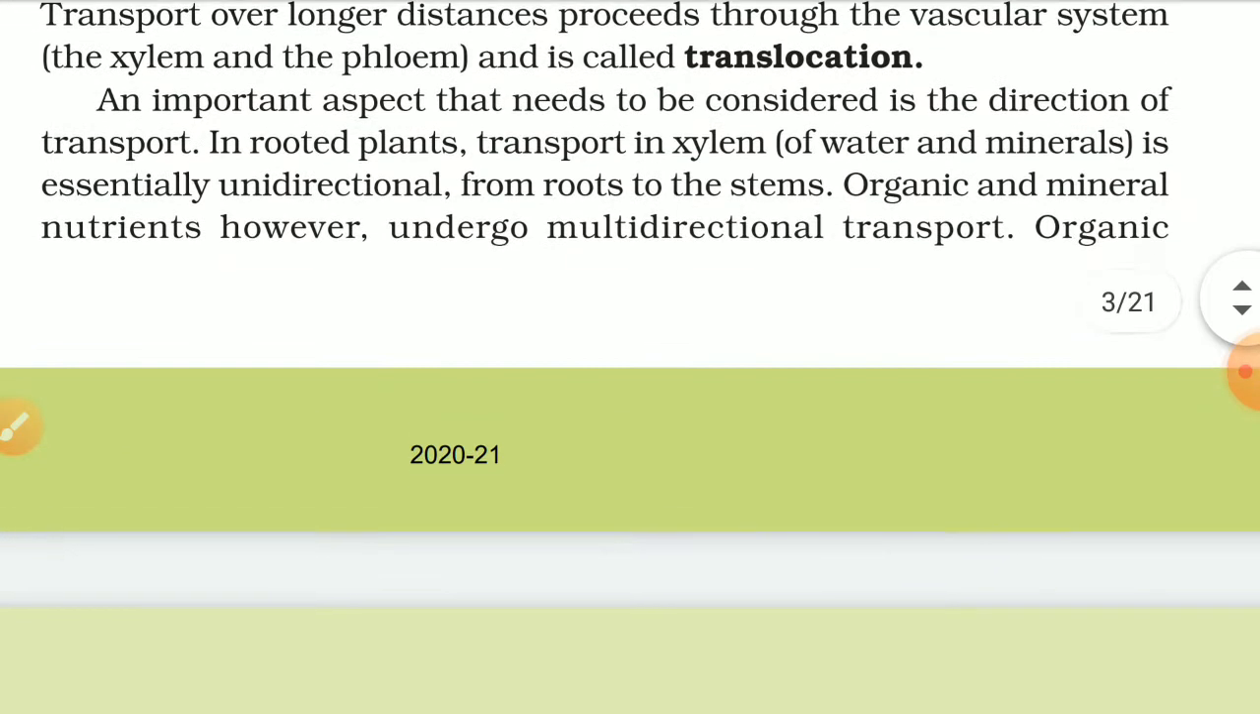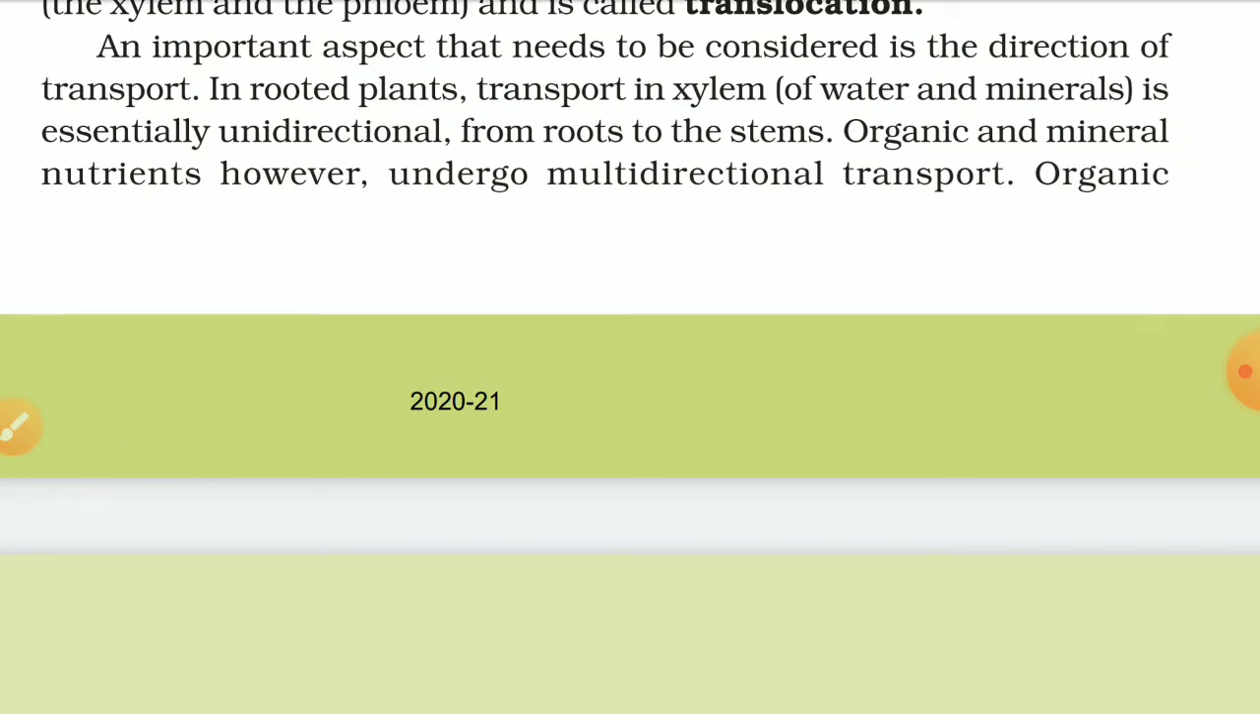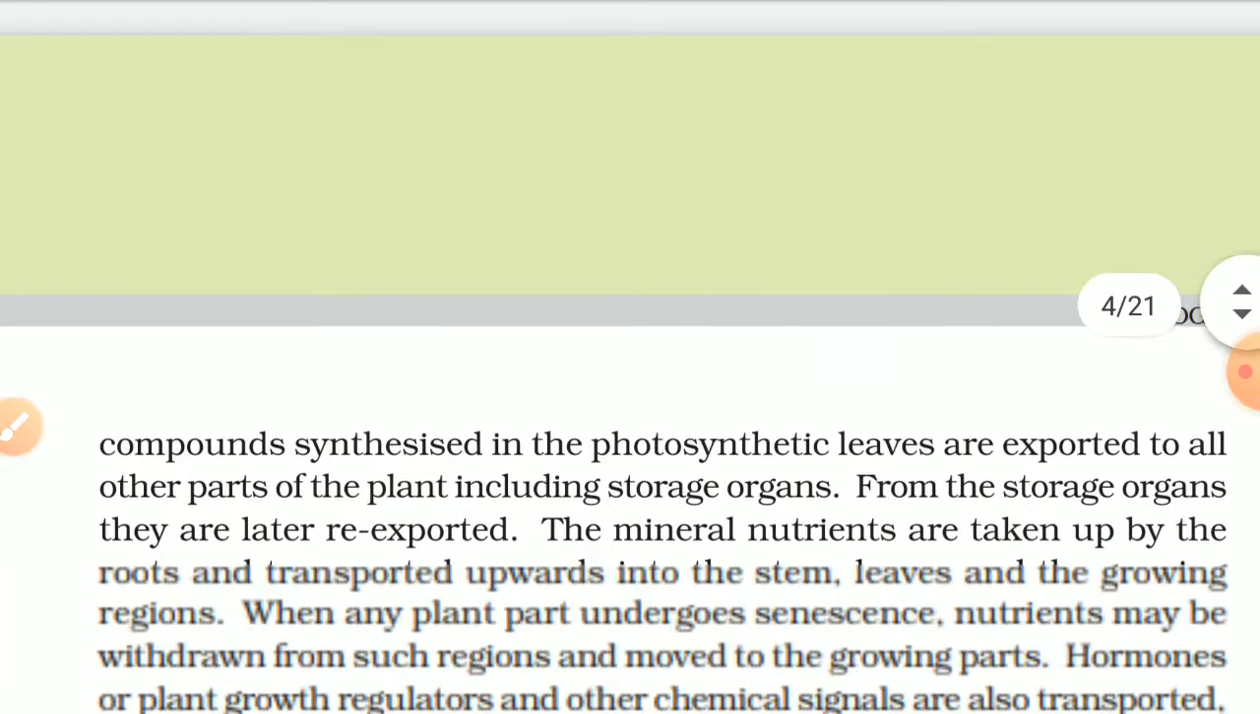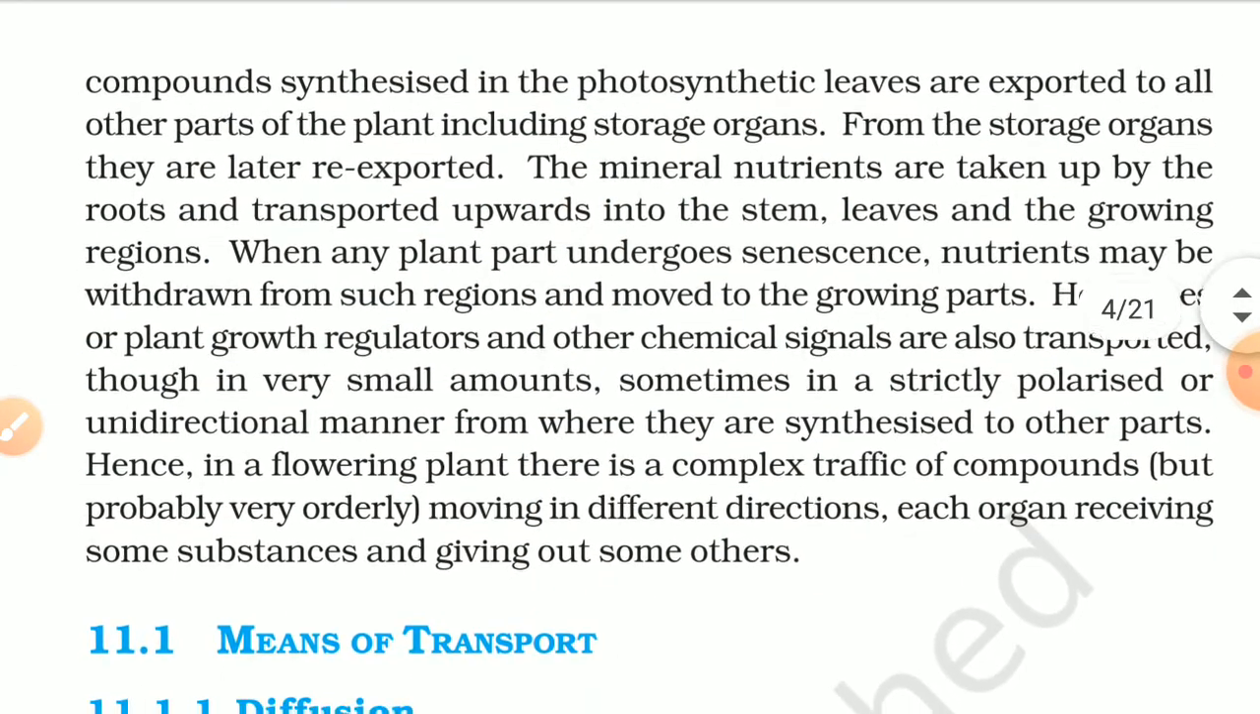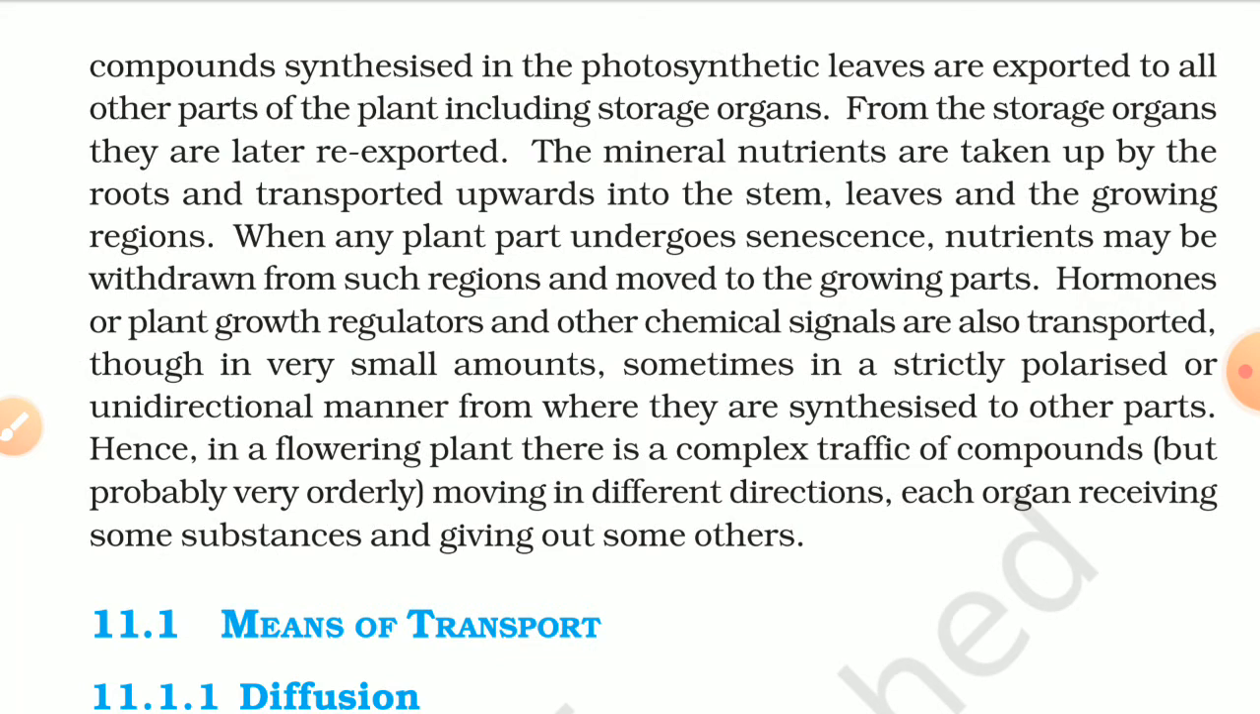An important aspect that needs to be considered is the direction of transport. In rooted plants, transport in xylem of water and minerals is essentially unidirectional, from roots to the stem. Organic and mineral nutrients, however, undergo multidirectional transport. Organic compounds synthesized in the photosynthetic leaves are exported to all other parts of a plant, including storage organs. From the storage organs, they are later re-exported.